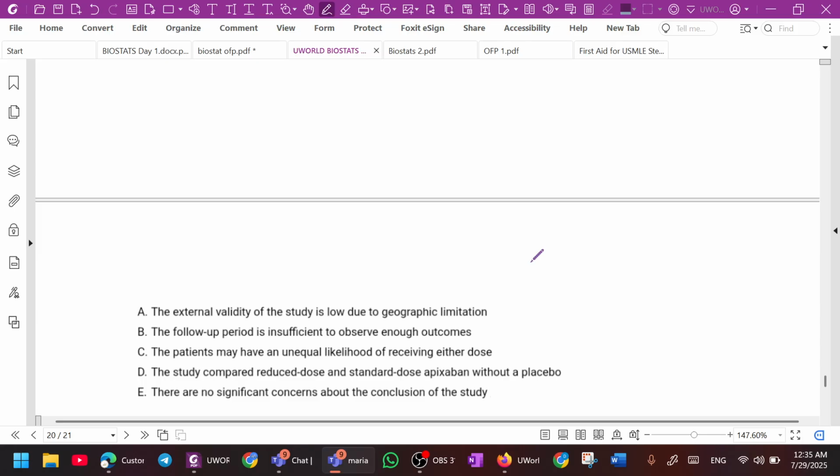Okay, so we are between C and D. We know it's not A because they're asking you what is wrong, so they're not going to ask you what is wrong if there is nothing wrong. So we know it's not E, right? Yes. So we are between C and D. Okay, let's read. Why is it not D?